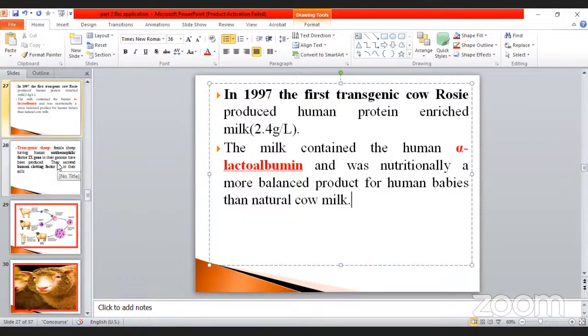Next, we will pass on to the next one. This part is very, very important, my dear. Don't forget, once again I repeat for you. In 1997, the first transgenic cow, Rosie, produced human protein enriched milk. Human protein, don't forget. How much is that? 2.4 grams per liter. That is called alpha-lactalbumin. This is the nutritional substance. That protein molecule is called, what is that, you know?